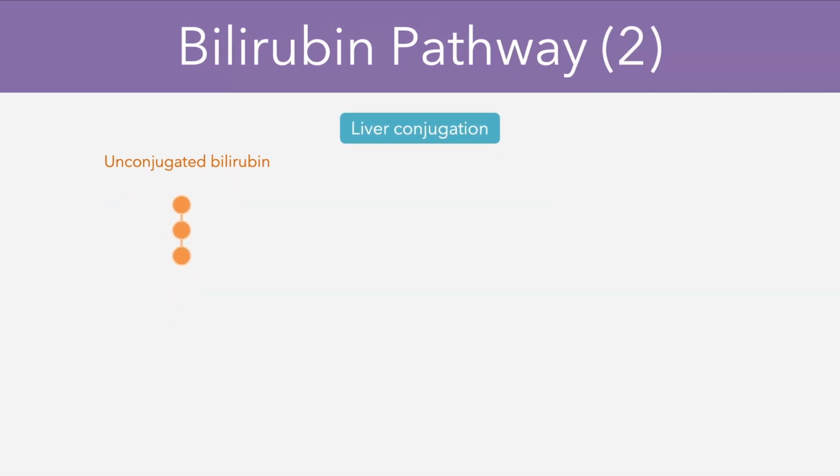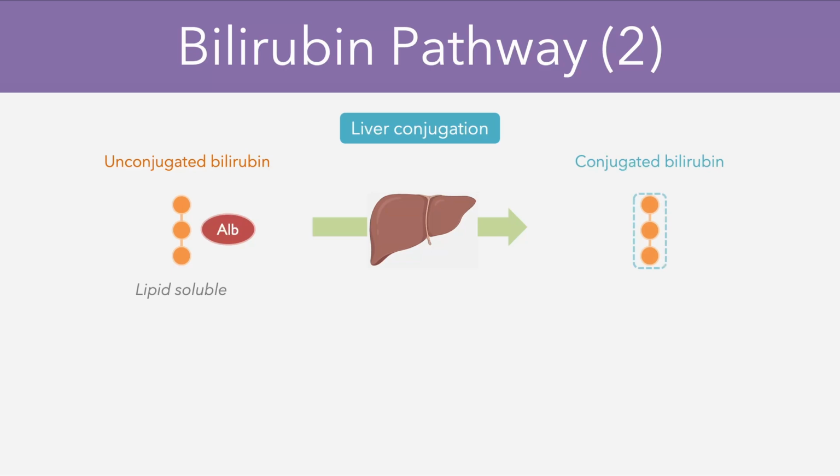Now, one important point about unconjugated bilirubin is that it's lipid soluble, so it can't travel in the plasma alone because it won't dissolve in water. As a consequence, this unconjugated bilirubin has to be bound to a different substance known as albumin to travel in the blood, where it eventually reaches the liver. Within the hepatocytes of the liver, this unconjugated bilirubin is converted to conjugated bilirubin, which is in fact water-soluble.